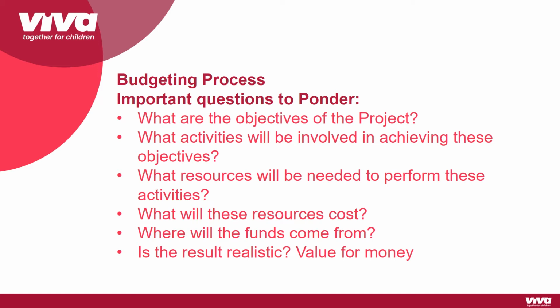The third question is, what resources will be needed to perform these activities? For each activity, identify the resources required. For example, these could be transport, the other resource can be staff, the other resource can be stationery. Others term them cost centers.